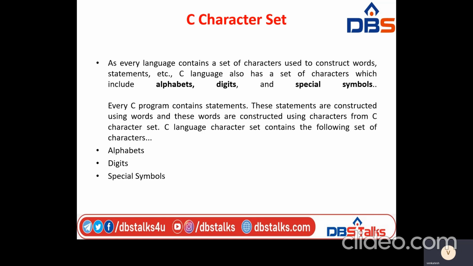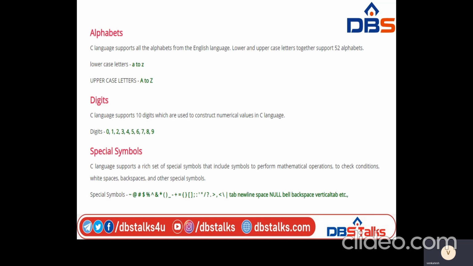So what is the alphabet? Simply you know about alphabets and digits, and you should know about the special symbols. Anyway, we will see here. Alphabets: C language supports the alphabets from the English language. Just like in English, we have lowercase letters and uppercase letters. Totally, we have 52 alphabets, that is 26 lowercase and 26 uppercase. Lowercase is from a to z. Uppercase is also A to Z.